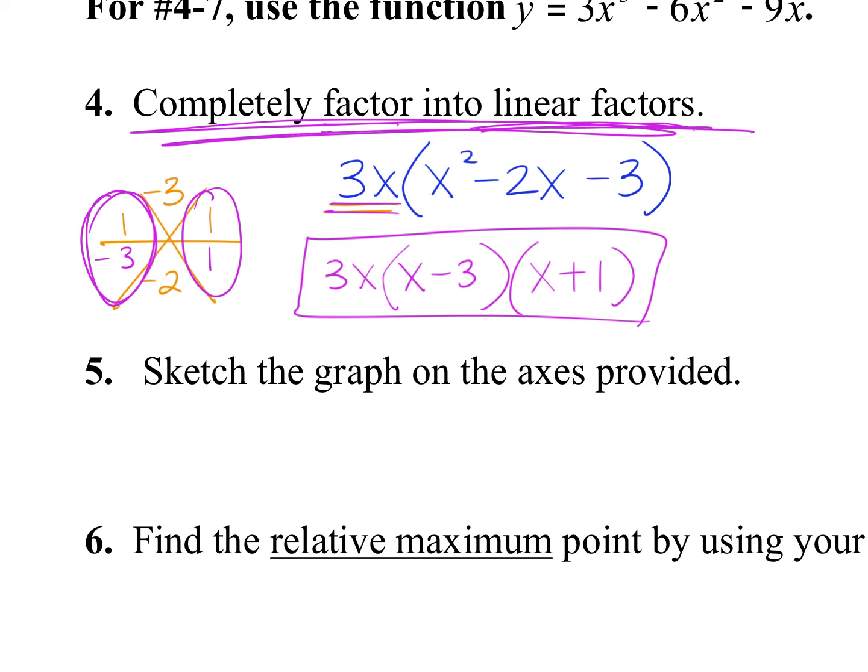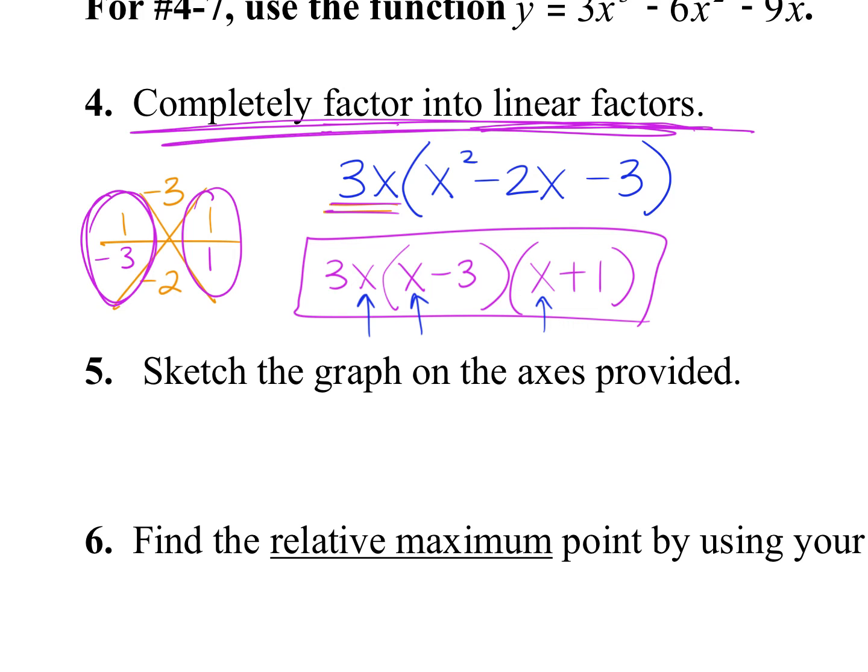Not FOIL. You set each piece equal to 0, right? You're finding your zeros if you solve. So if they said solve this, you would say my zeros are 0, 3, and negative 1. But that's not what they asked you for here. I just want you to see the difference. If it says factor it, you do this. If it says solve by factoring, you give me the zeros. Okay?